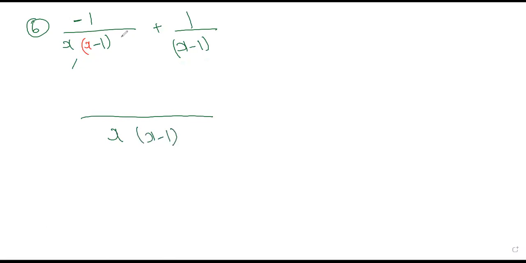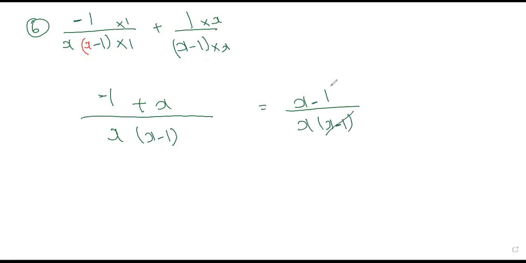Yes. Okay. Now we need to multiply 1. So this would be minus 1 plus, we need to multiply x with this in order to get the same denominator. So we will multiply x in the numerator as well. And finally, this would be x minus 1 divided by x into x minus 1. I see that x minus 1 is coming common. So the answer would be 1 by x.